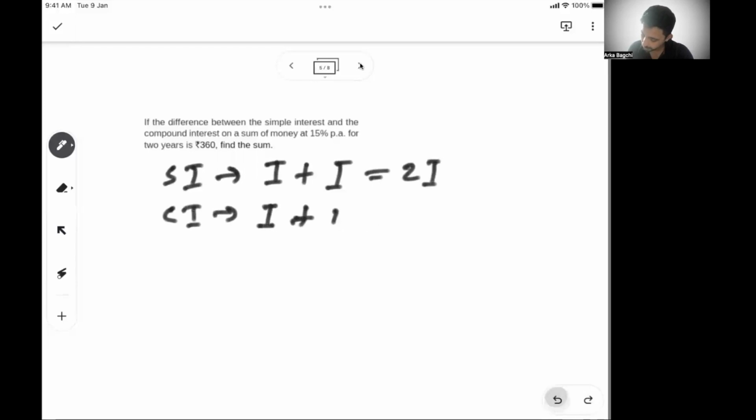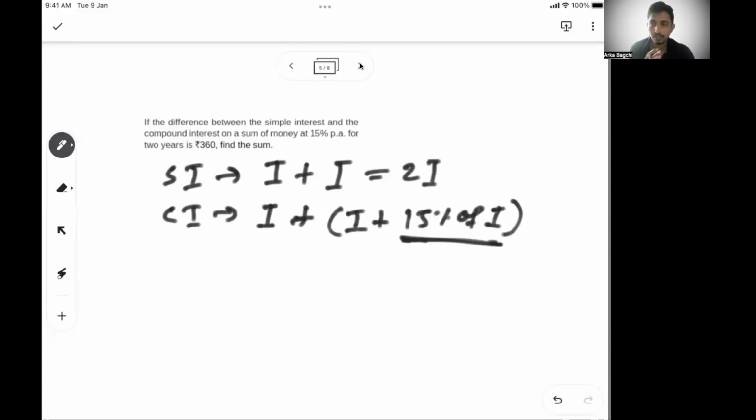In the second year, what will you have? You will have the interest you generated in the first year plus 15% of that interest. So this is the extra amount in case of compound interest, because the first year interest and second year interest are the same for simple interest since the principal is the same. In compound interest, your first year interest is from the principal. Now the second year interest will anyway be there, but the interest you earned in the last year will also earn interest. So 15% of last year's interest also gets added.